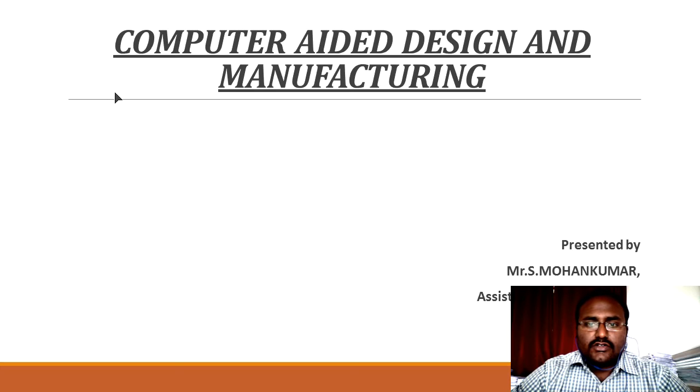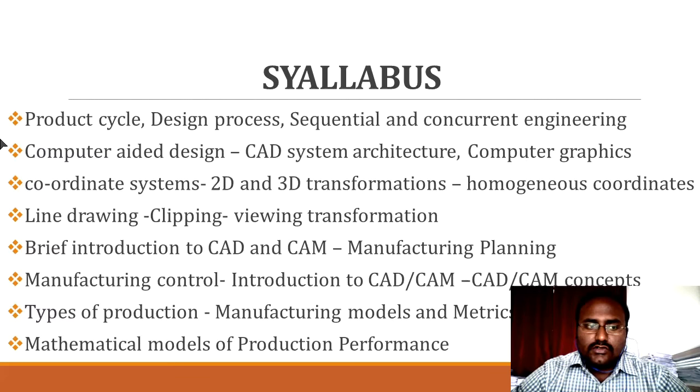So now we are going to see about basics of computer design and computer manufacturing. Okay. So what are the things we have to discuss in these videos? The first one is product cycle, and the second one is CAD system architecture and computer graphics, then coordinate systems and line drawings and introduction about CAD and CAM and manufacturing models of CAD CAM concept, and also we see the types of production as well as mathematical models of production performance.